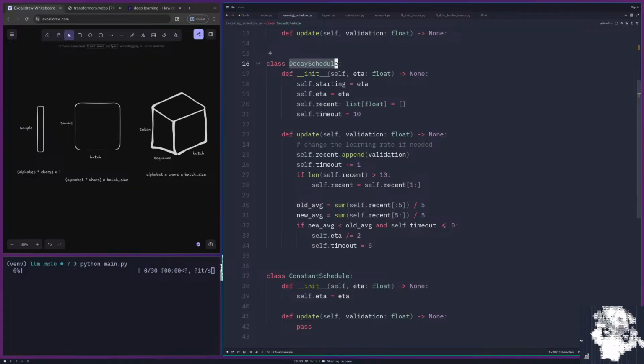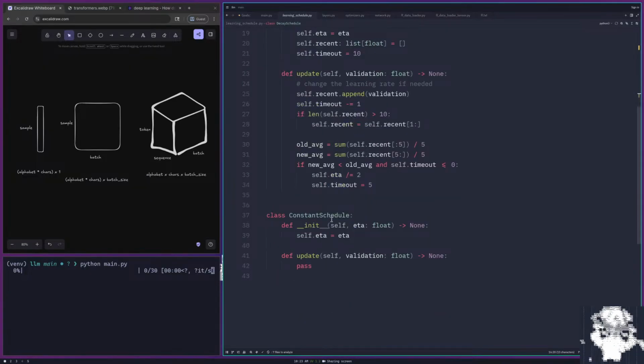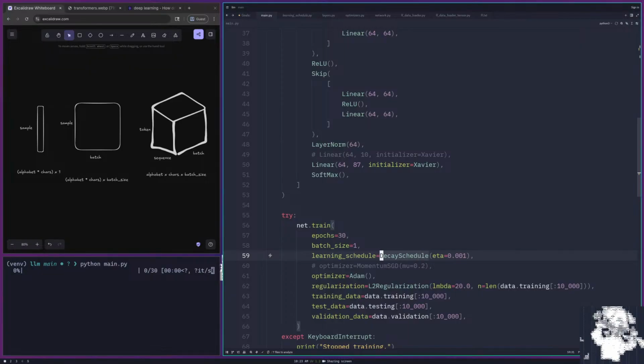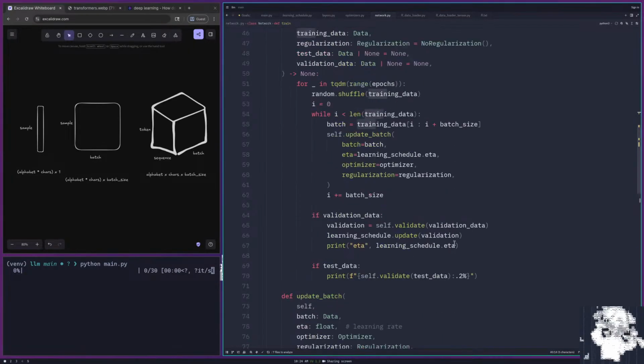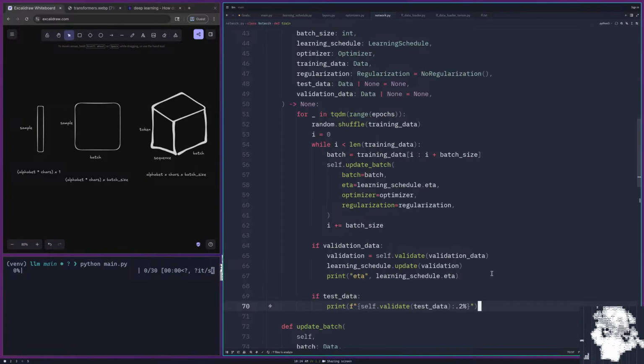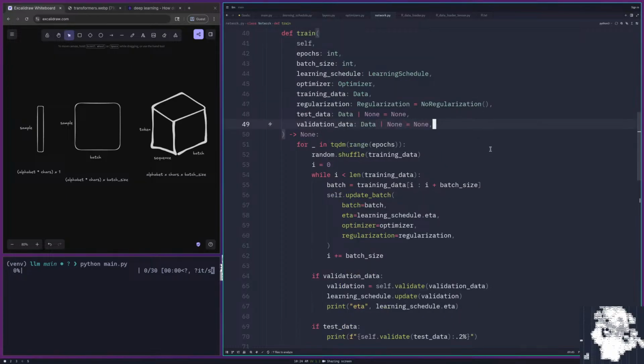Something else I'm going to do is use a constant schedule. I don't need a difference between validation and test data. So I'm just going to remove the concept of validation data.